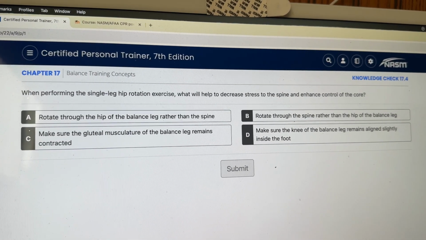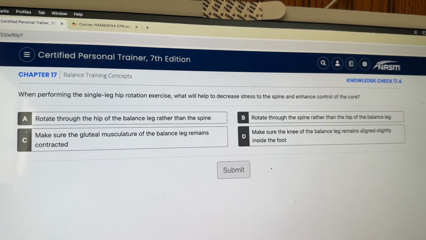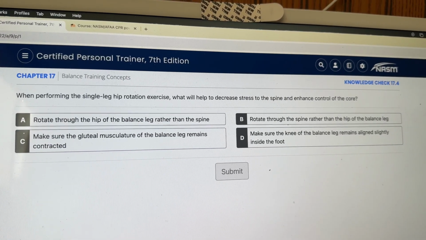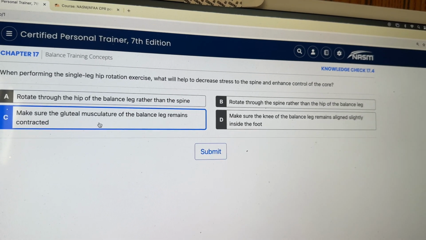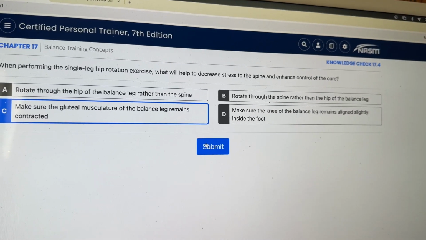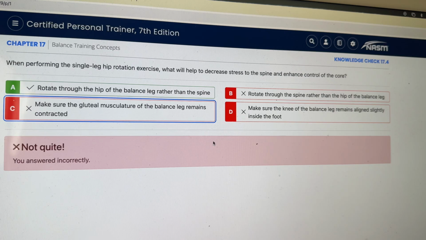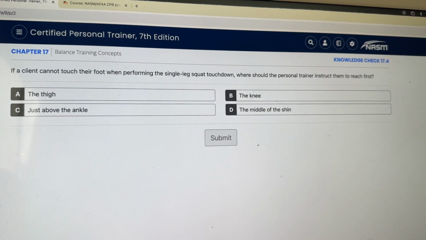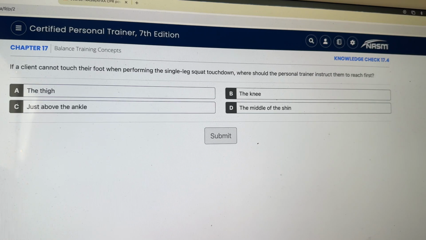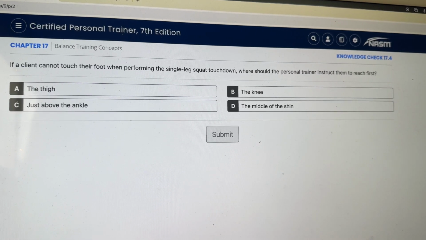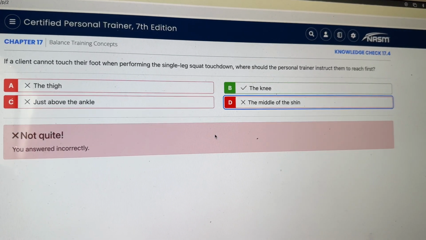When performing the single leg hip rotation exercise, what will help to decrease stress to the spine and enhance control of the core? Make sure the gluteal musculature of the balanced leg remains contracted. If a client cannot touch their foot when performing a single leg squat touchdown, where should the personal trainer instruct them to reach? The middle of the shin. What? Chapter 17, lesson 5, the summary, skipping it, and chapter 17 quiz, 10 questions.